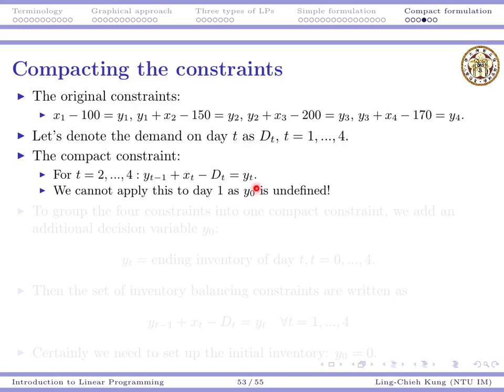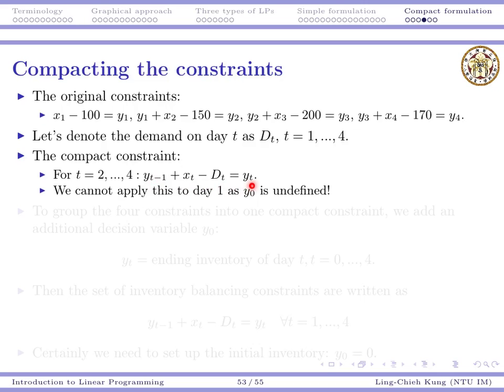One important thing is that you cannot say this expression is for t from 1 to 4, because at day 1, if you say t is 1, you get y0. But y0 is undefined, so you cannot do that. You can only say that I have this for t from 2 to 4. You cannot say from 1 to 4. So certainly that's not very satisfactory.